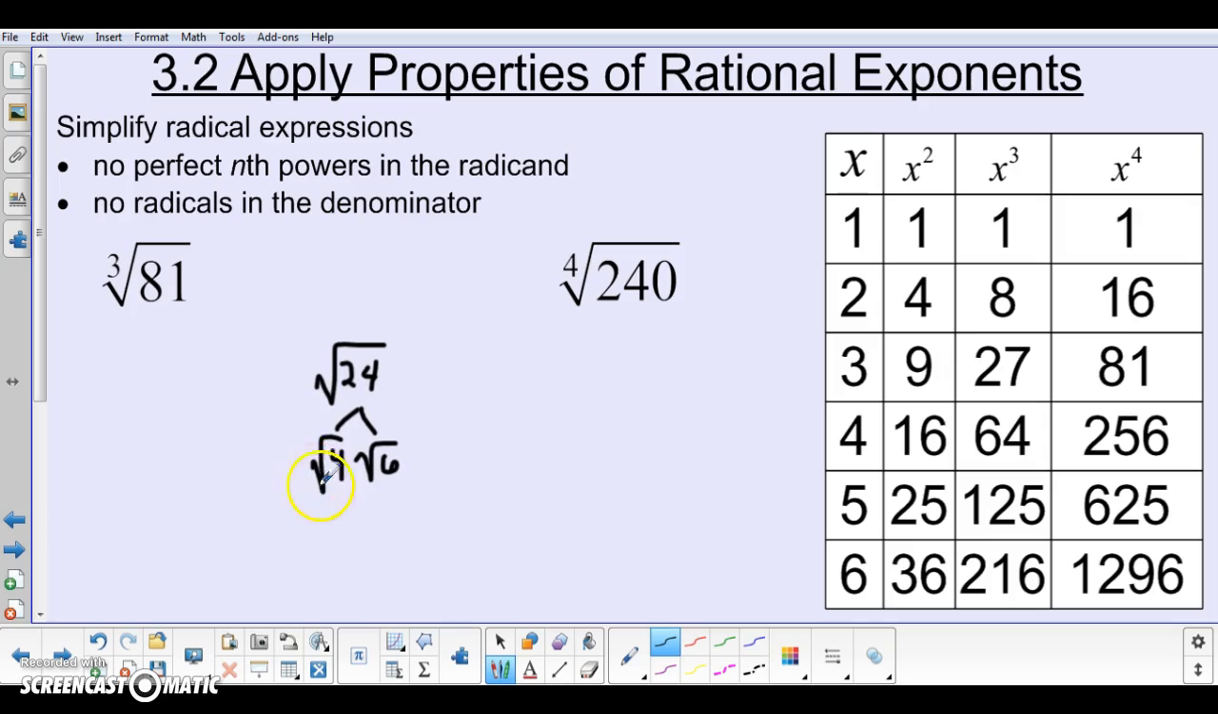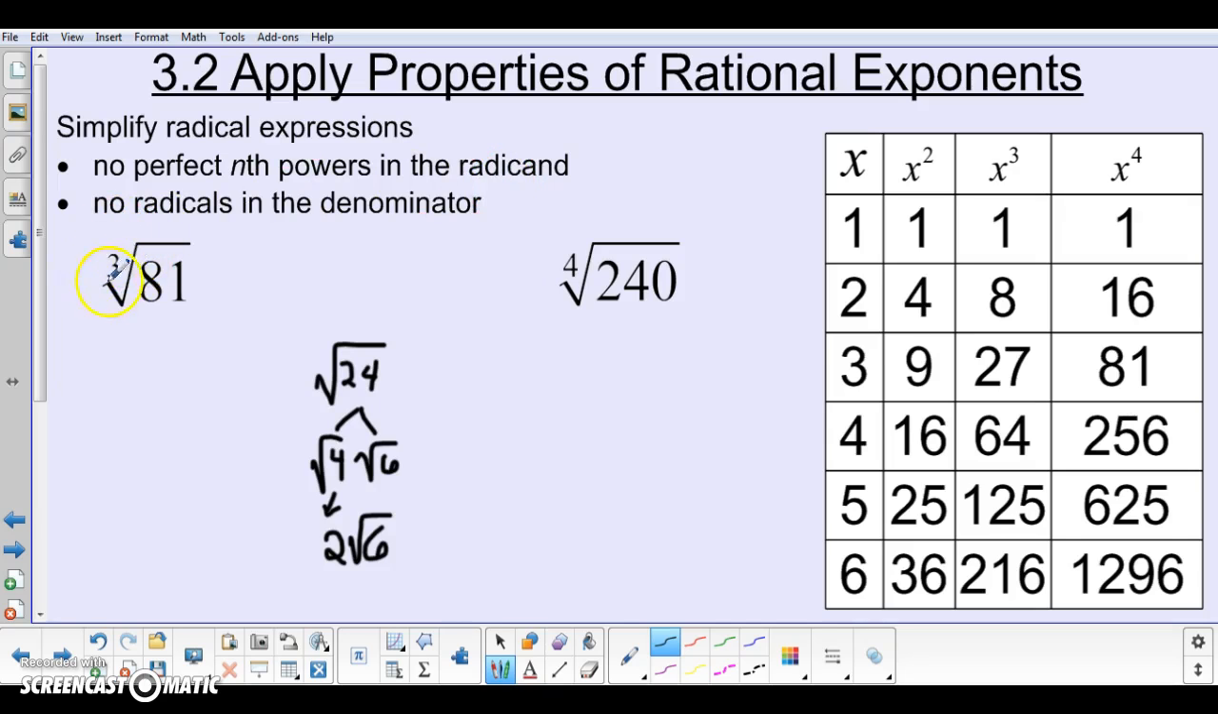We did that because 4 is a perfect square factor of 24, and we take the perfect square because the square root of a perfect square is a nice rational number. In this case, the square root of 4 is 2. So I got 2 times the square root of 6, and that was a simplified version of the square root of 24. We can do the same thing with cube roots, fourth roots, fifth roots even, if we follow those same ideas. So no perfect nth powers in the radicand.